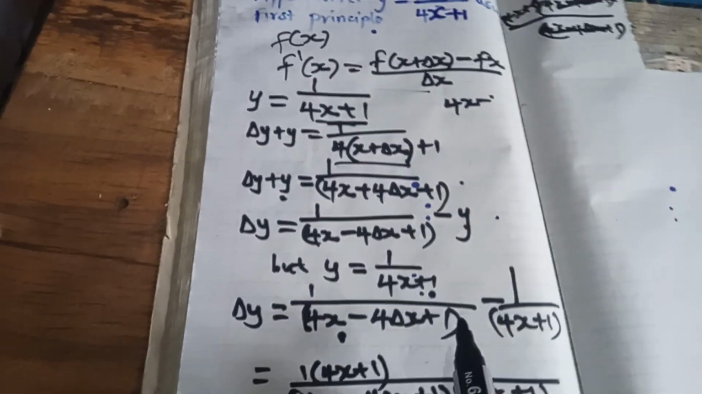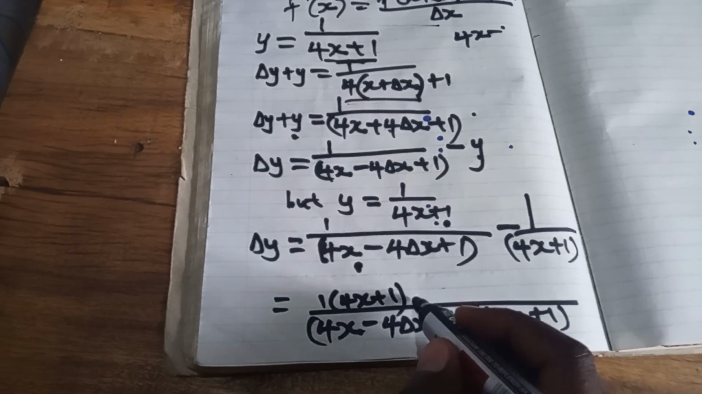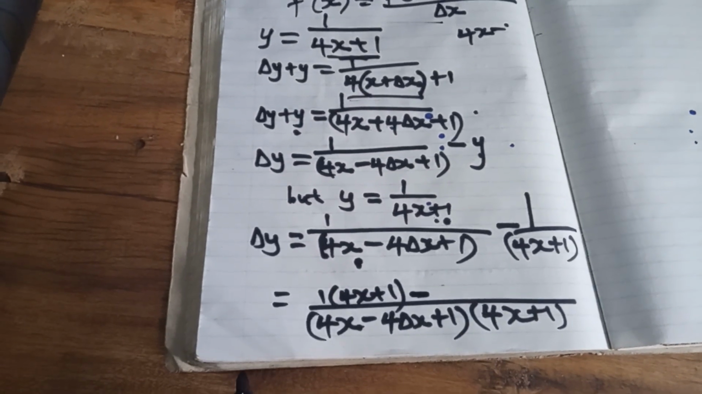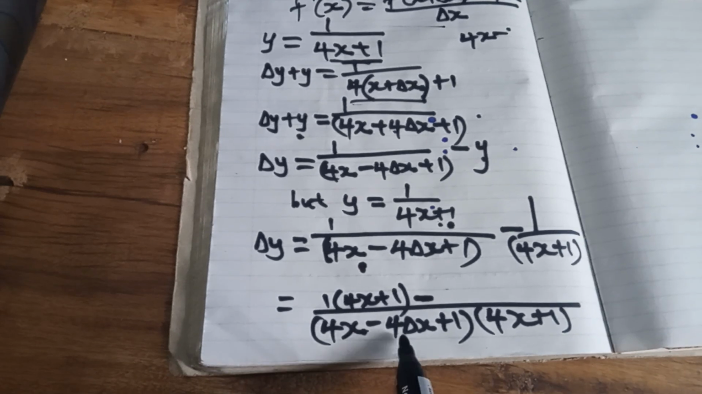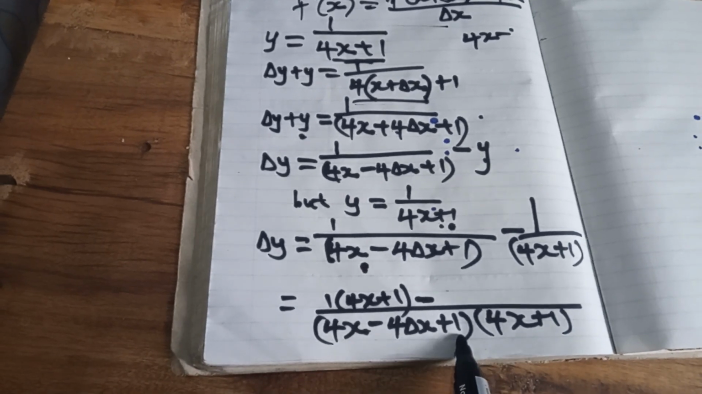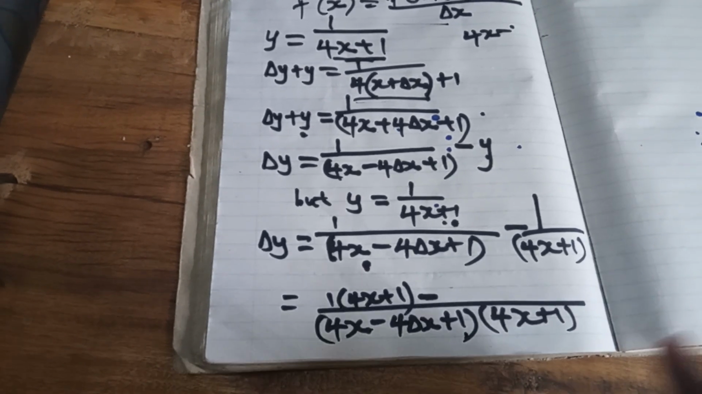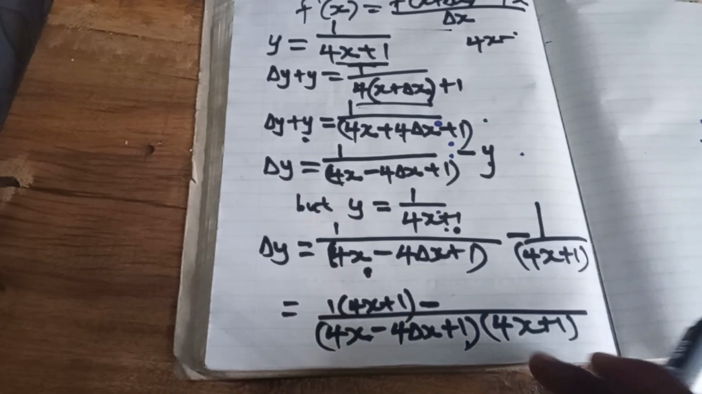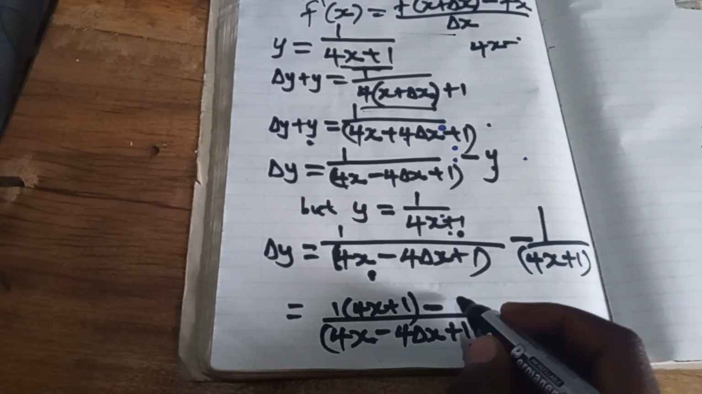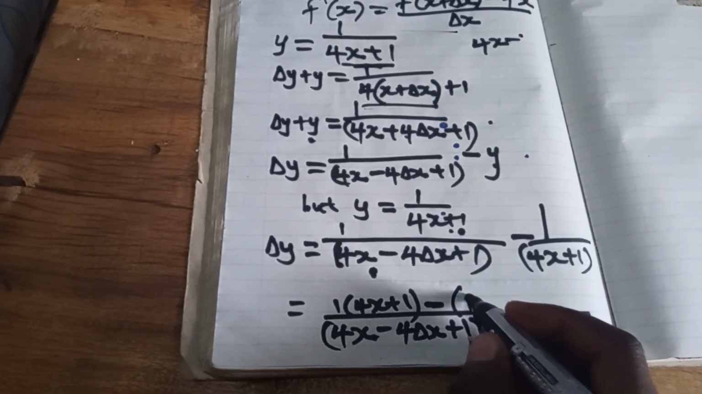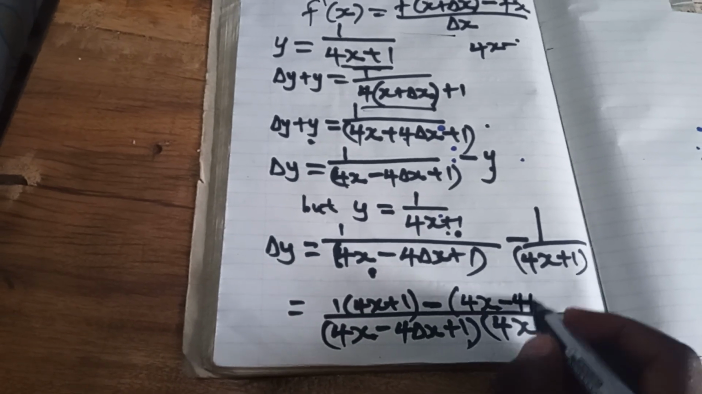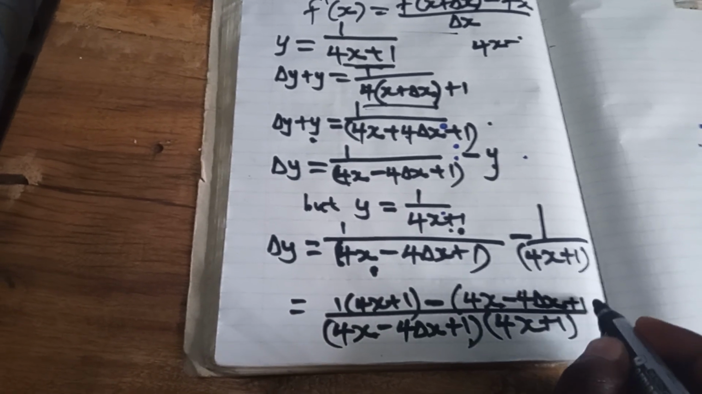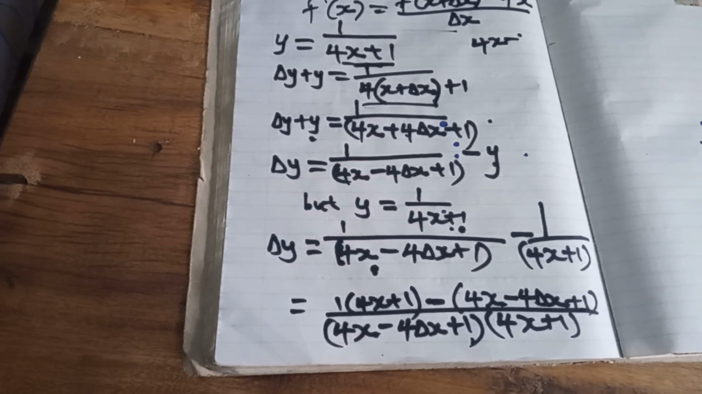Then, as usual, we subtract this sign. Then we say 4x plus 4 change in x plus 1 times 4x plus 1, we divide through. So this one will cancel this one, we remain with this one. So it will be in brackets, we will have 4x plus 4 change in x plus 1. Are you getting?